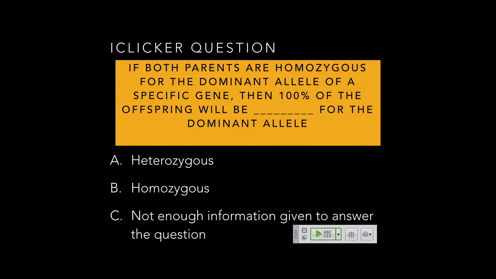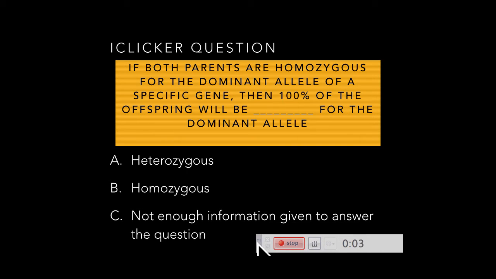Oh, okay, here's another. Let's try it. So if both parents are homozygous for the dominant allele of a specific gene, then 100% of the offspring will be what for the dominant allele? No, it should be doing what? Oh, I got to switch it back. All right. I see. I thought it was defaulting back. Never mind. Here we go. Now let's try it. I just wanted to see if you were paying attention.